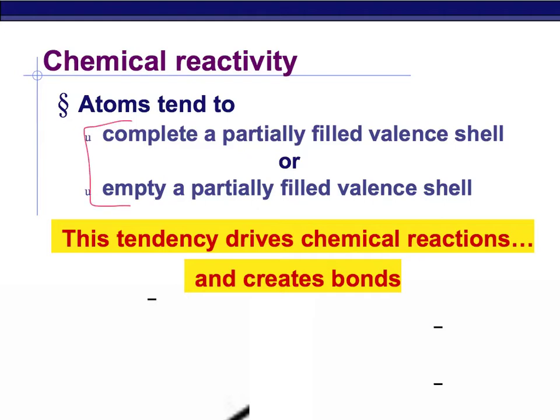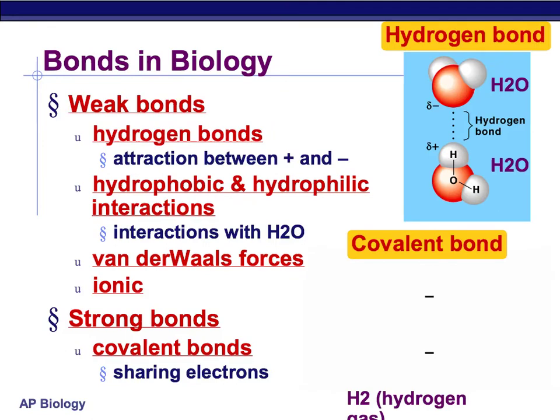So it's this condition up here that drives chemical reactions and creates bonds. Biology is all about the creation of those bonds and sometimes the breaking of those bonds as well, depending on what we're talking about. So there are lots of different kinds of bonds, but the important ones for a biologist to know would be the fact that bonds are divided into weak bonds and strong bonds. There are lots of weak bonds, only one real kind of strong bond.